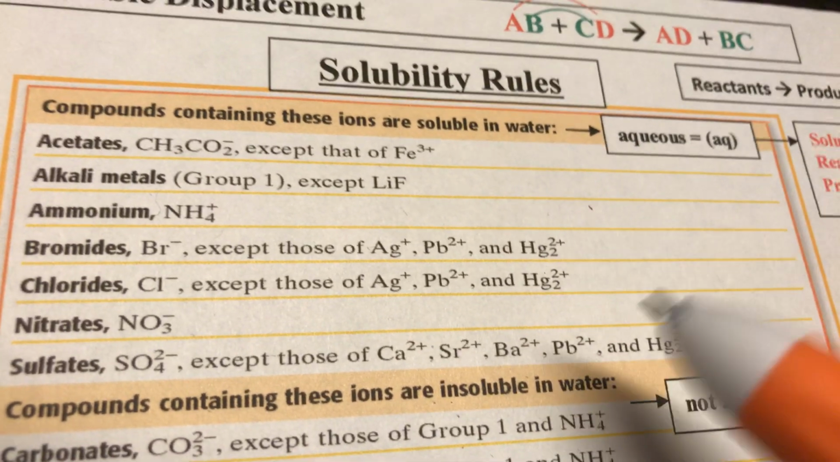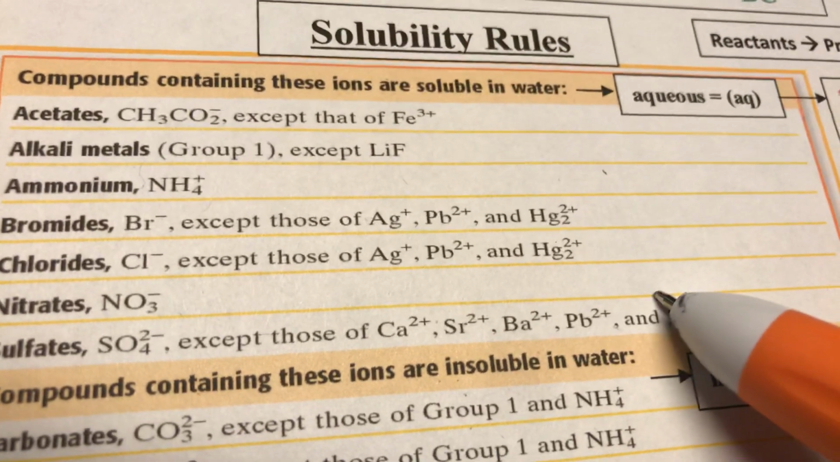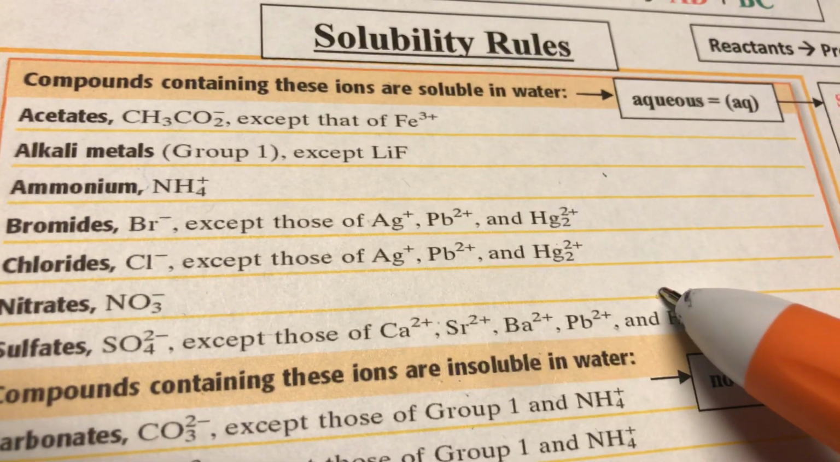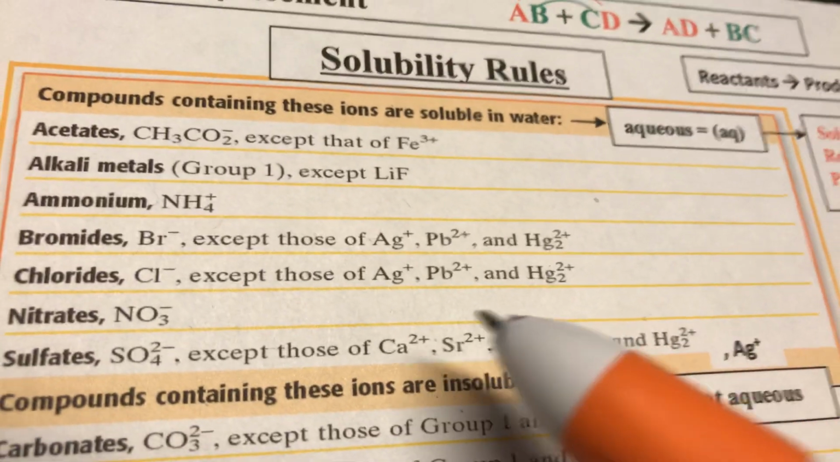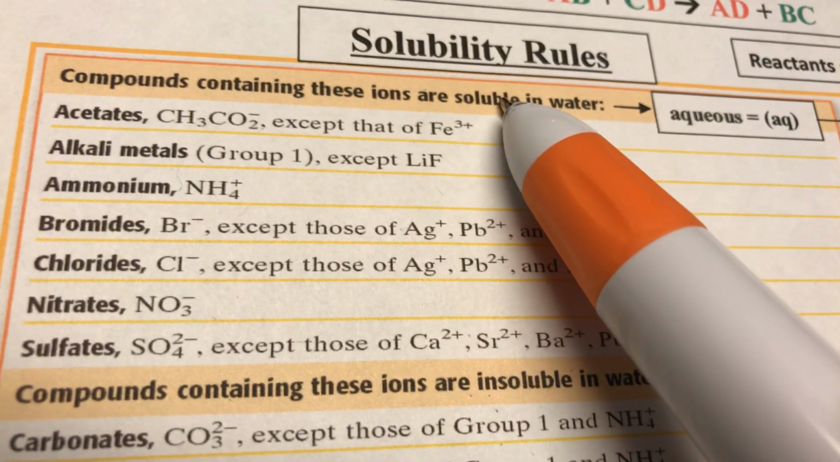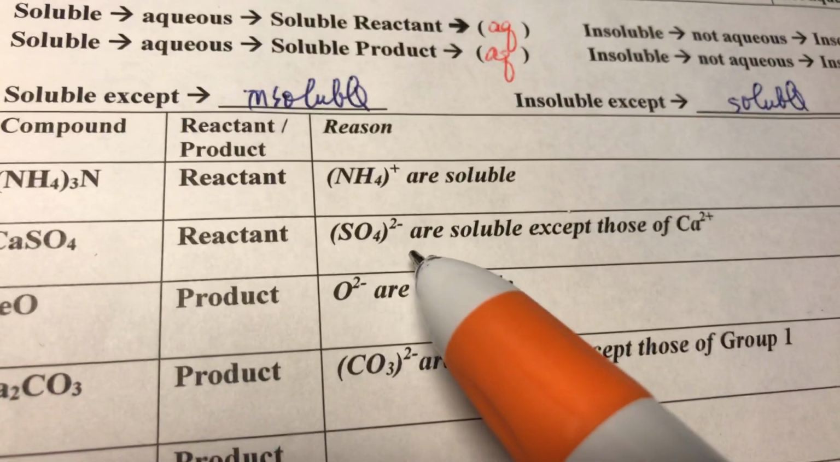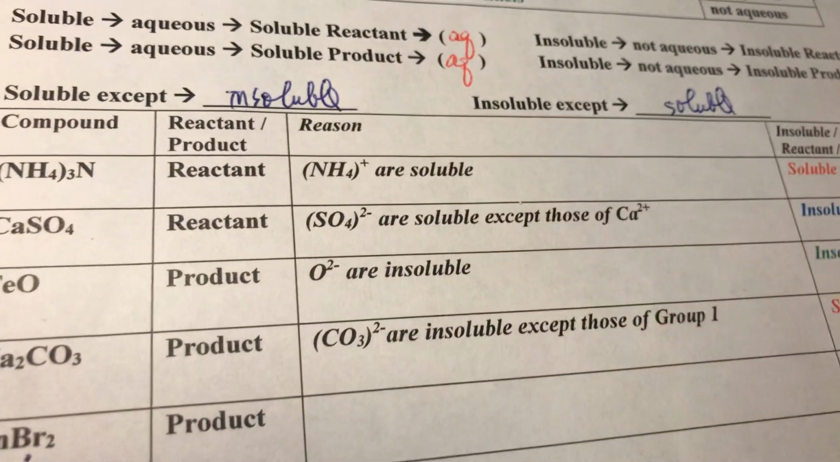Then you should stop. Why don't I include those Sr2 plus, Ba2 plus? Because they are not in the question. I don't need to list out anything that is not in the question. I only list out the one that I have. So SO4 2 minus are soluble except those of Ca2 plus. Okay, so SO4 2 minus are soluble except those of Ca2 plus.